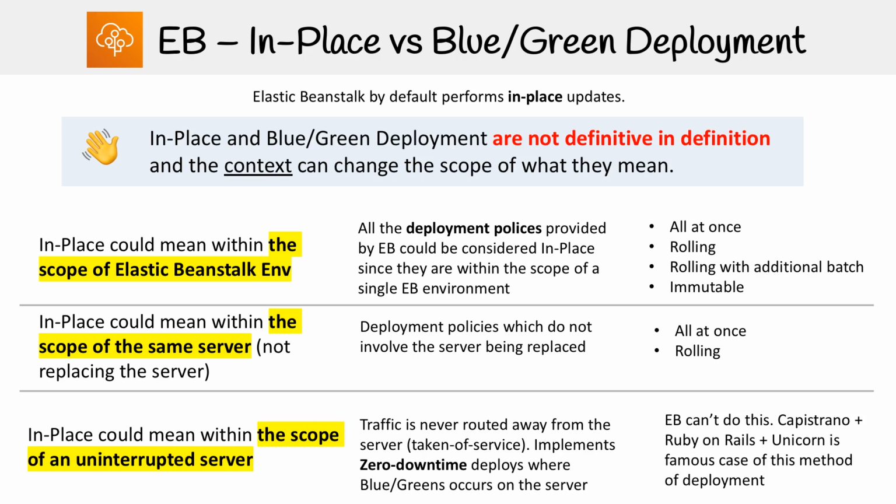Let's set up another one where the scope is now we have a server that can never be interrupted. That doesn't mean we can't replace the server with a new server, but that also means we can't take it out of service. So it should never lose traffic. Traffic should always be pointed to it. And so to solve this, we'd use zero downtime deploys. This is where blue-green occurs on the actual server itself, like in a virtual sense, where you have your code base and then you deploy the second version of the code base on the server, and then you facilitate the change, the switch within the server virtually.